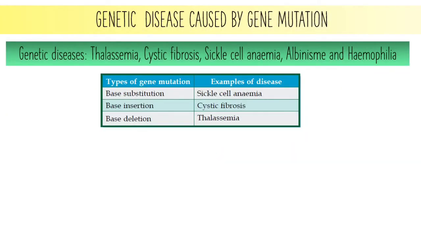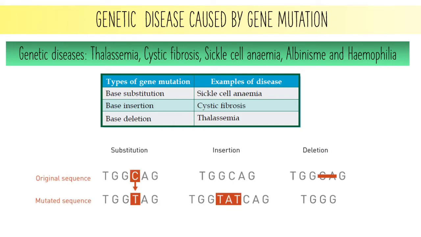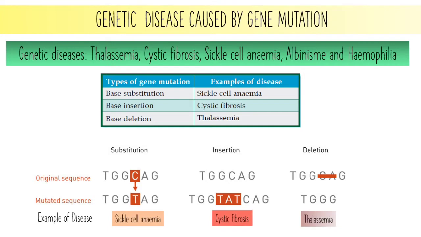So genetic disease can occur by gene mutation. Gene mutation can cause genetic disease. Genetic diseases such as thalassemia, cystic fibrosis, sickle cell anemia, albinism, and haemophilia. So for the types of gene mutation here, base substitution will cause sickle cell anemia, base insertion will cause cystic fibrosis, and base deletion will cause thalassemia. So this is an example of mutation. Base substitution will cause sickle cell anemia, base insertion will cause cystic fibrosis, and thalassemia is caused by base deletion.